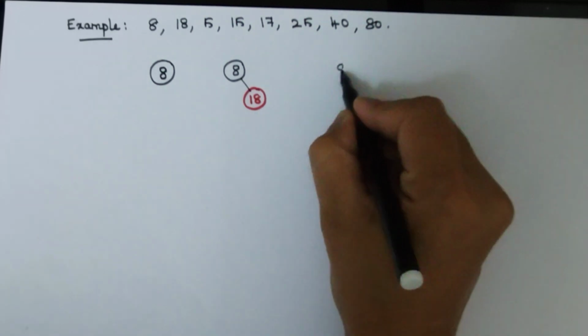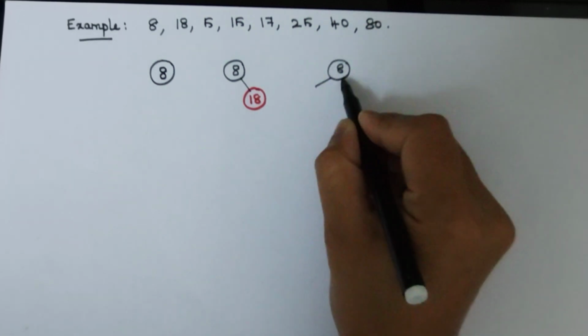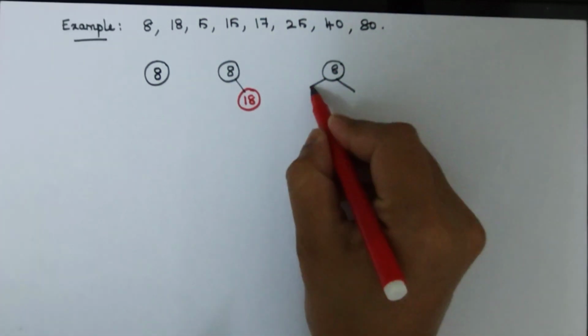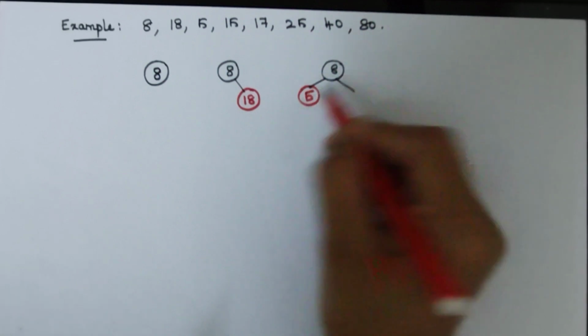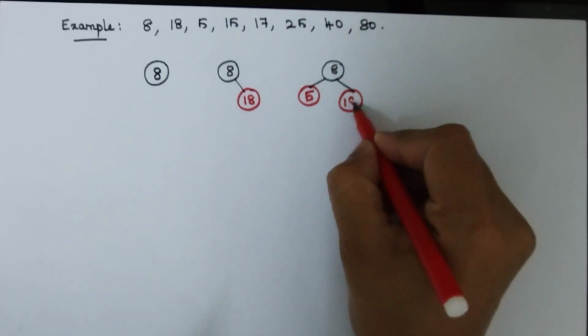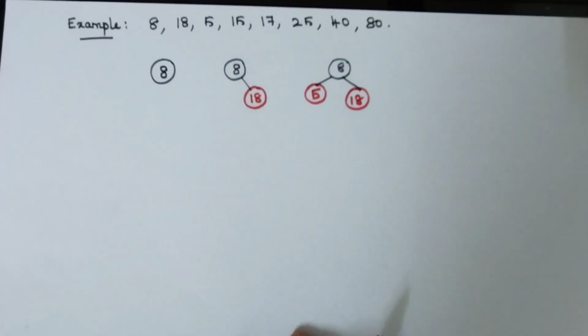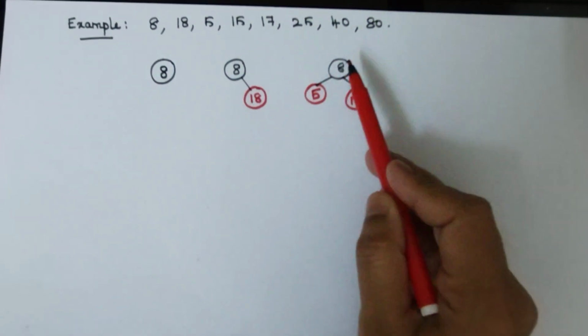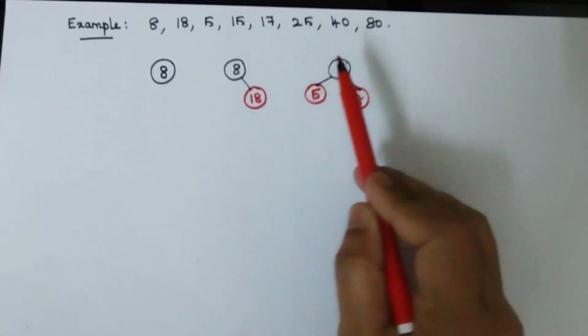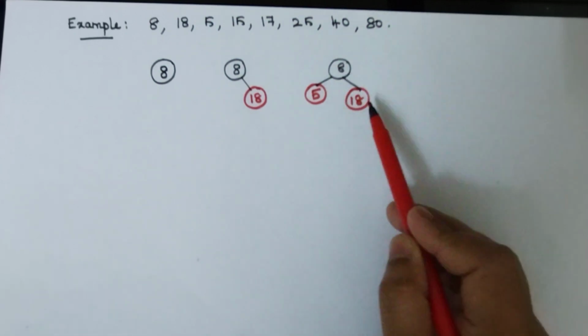And once you start inserting it on the left hand side, it should be 5, and this is a new node, so it should be red in color. New node should be red in color. Okay, after inserting 5, this will be our tree. And what is the next value? It is 15. Again, compare 15 with 8. Start comparison from 8. 15 is greater than 8, so it should be at the right of 8.